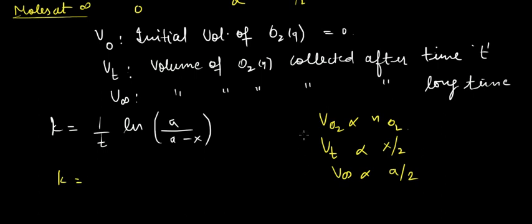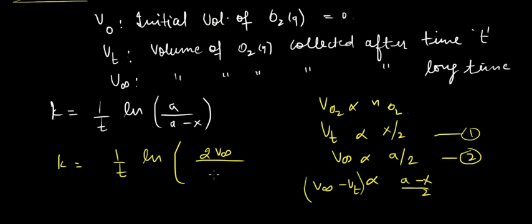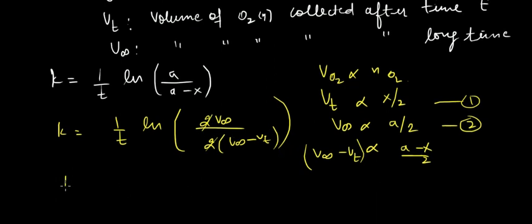Putting these values in this equation, we get 1 upon t ln of, what is A? A would be 2 times V infinity, and A minus X would be proportional to 2 times V infinity minus Vt. If we do second equation minus first equation, then we get A minus X by 2, which would be V infinity minus Vt. So 2 and 2 get cancelled, and we get K equals 1 upon t ln V infinity divided by V infinity minus Vt.